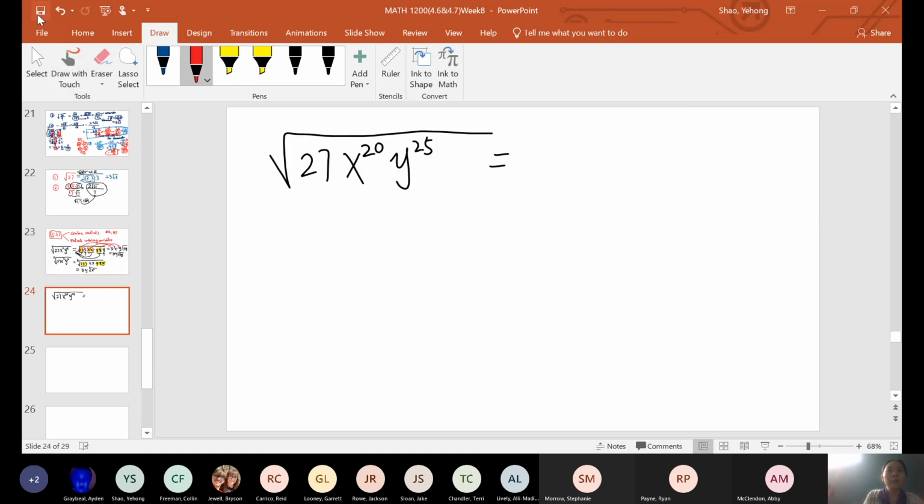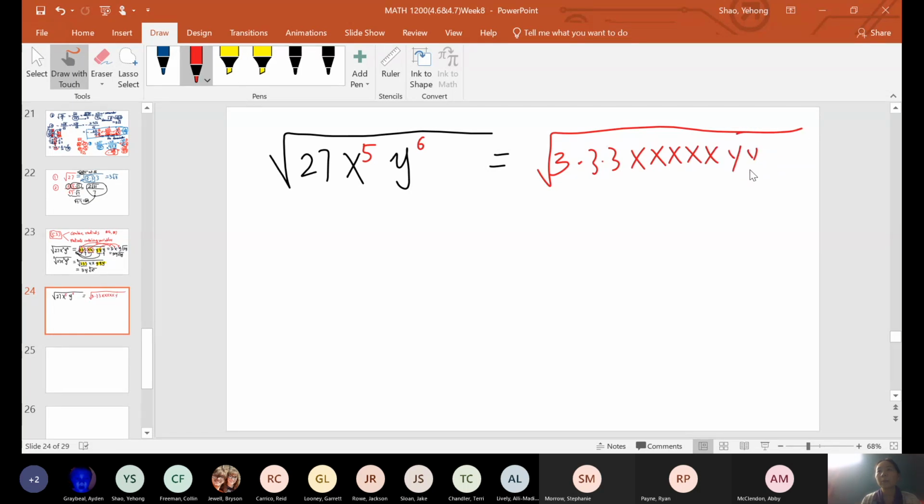Maybe I should do a small one before I do the 20th. So let's try x to the 5th and y to the 6th, and you can look at the process. Again, 27 is 3 times 3 times 3. X has 5 copies: 1, 2, 3, 4, 5. Y has 6 copies: 1, 2, 3, 4, 5, 6.